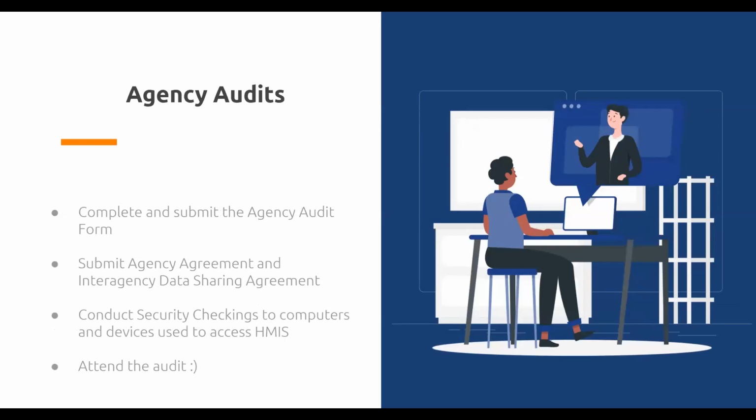Agency audit. This year we started our audit in June, so please keep an eye out for your agency audit. If you haven't received an email, you will be receiving an email soon about the agency audit. There are 4 responsibilities: completing and submitting the agency audit form, submitting the agreements before the scheduled audit meeting, conducting a security check with all the users at your agency that use HMIS, and of course, attending the audit so that we can further discuss your agency usage of HMIS.